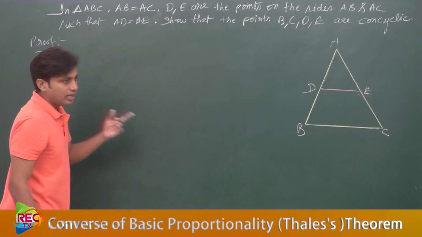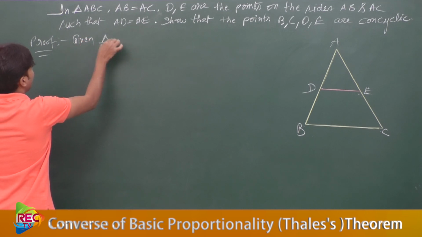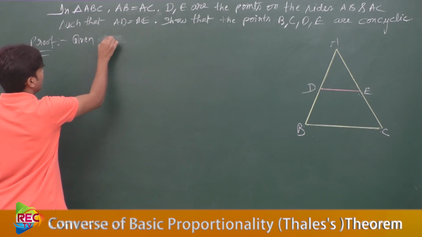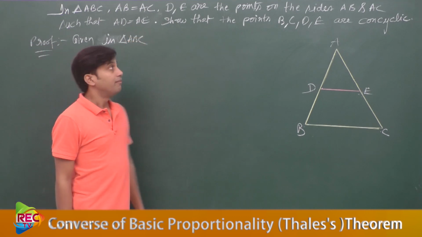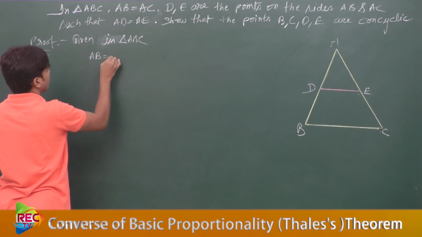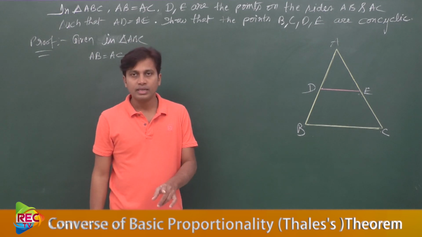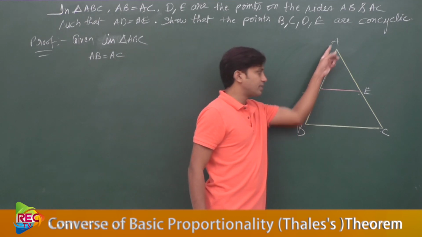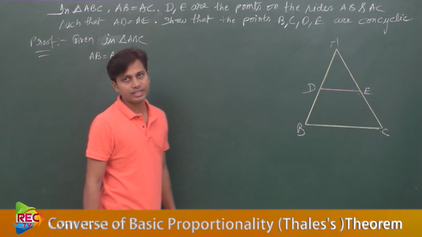What is the proof for this? What is the given condition over there? Given that in triangle ABC, we have AB equal to AC. That means this is an isosceles triangle, and I said before that when two sides are equal, the opposite angles also will be equal. So here this is triangle ABC in which AB and AC are equal, which means it's an isosceles triangle.